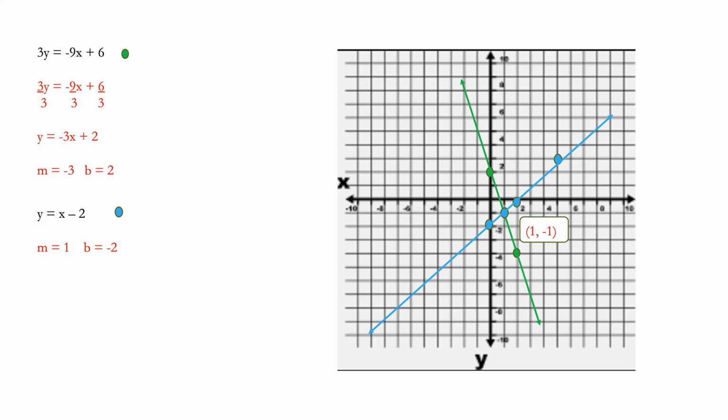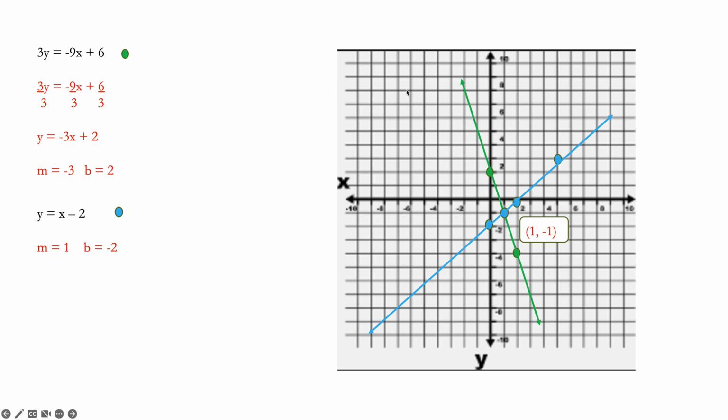And that coordinate is 1, negative 1. If you wanted to, you could check that coordinate in both equations. Whenever you check this, it works in both equations. But at this point, I'd rather really focus on how to do the questions.